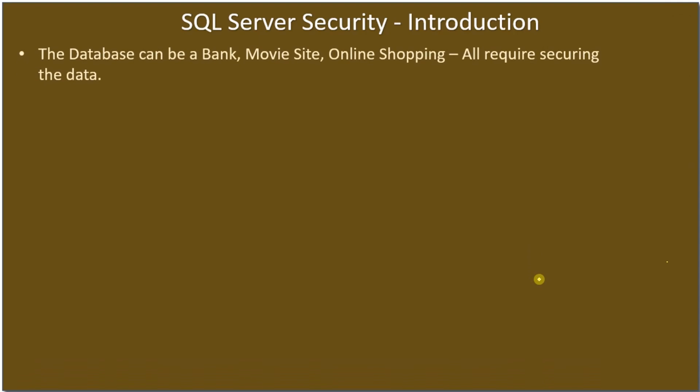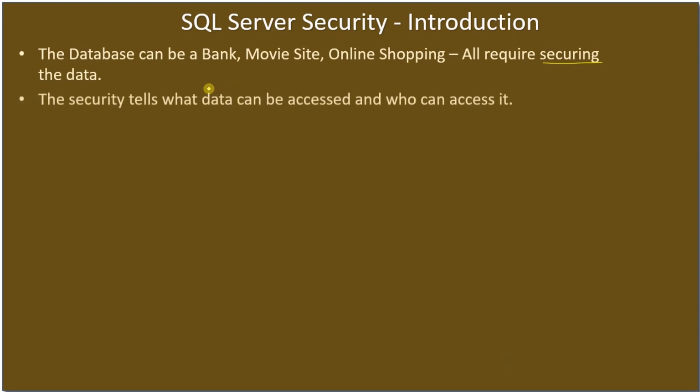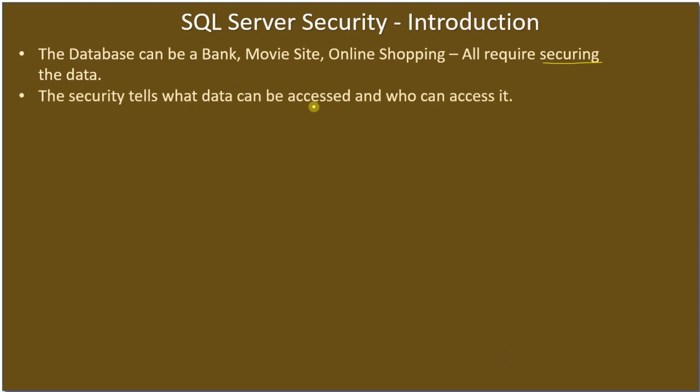The database can be a bank, movie site, or online shopping. All require securing the data. So security is important whatever your database is. The security tells what data can be accessed and who can access it. So that's the two important rules: one is what data, and the other is who can.